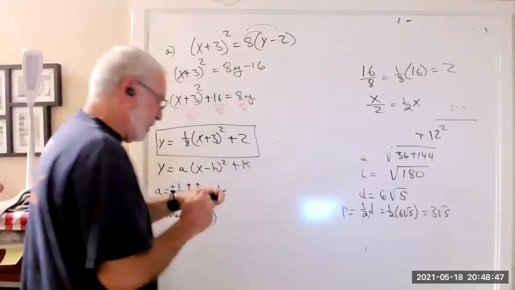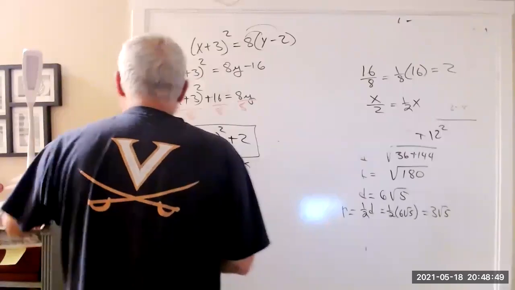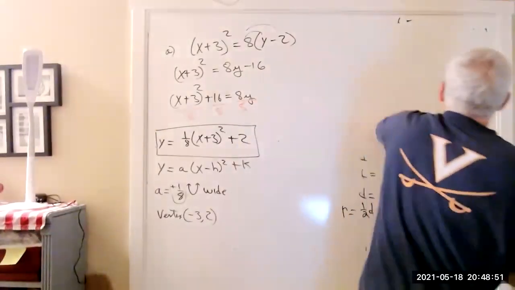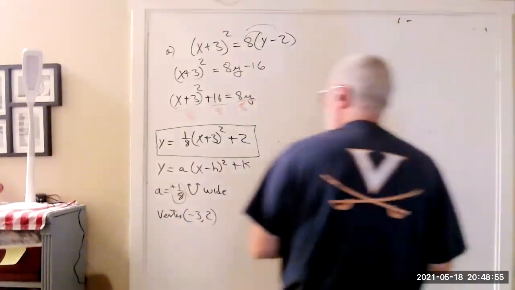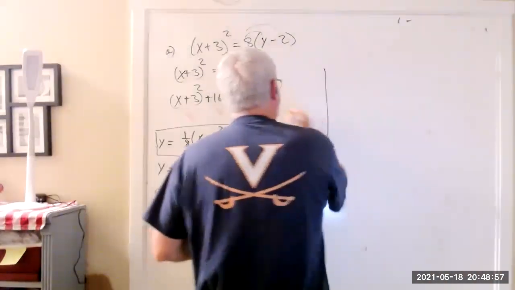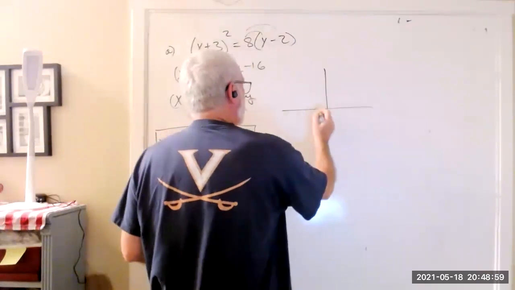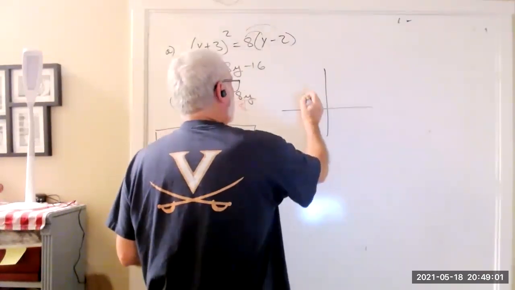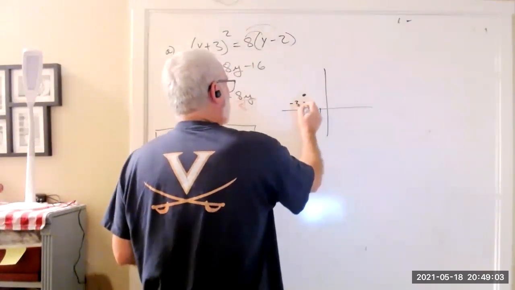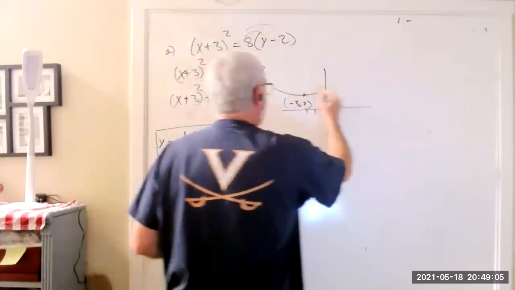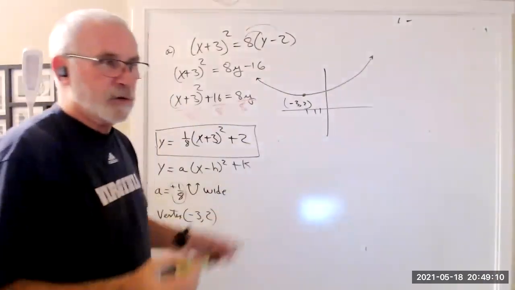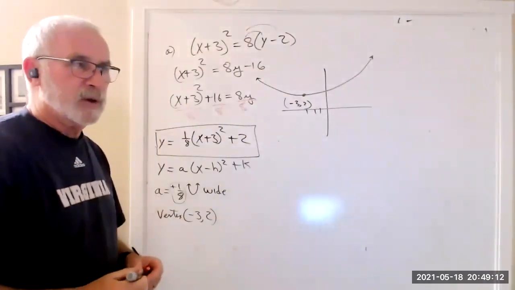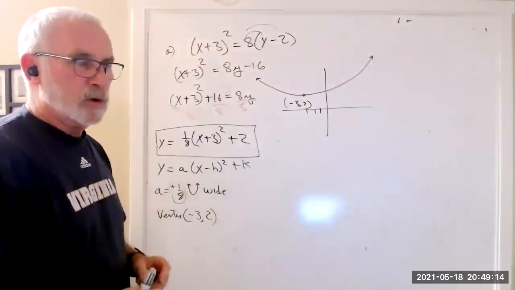So with minimal work, I know that this goes through (-3, 2) like that. It's going up and is really wide. So you should be able to match it with something. With just that bit of work, you should be able to do a real quick match.